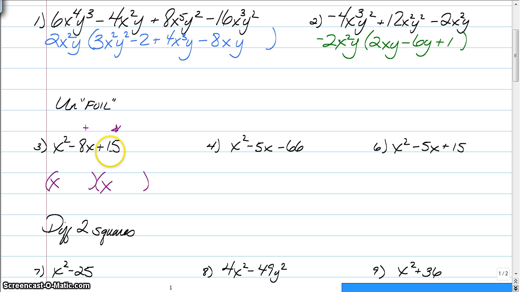So what 2 numbers are going to multiply to a positive 15, but add up to a negative 8? Well, in order to multiply to a positive, the signs have to be the same, so it is going to be negative negative. And 5 plus 3 is going to add up to 8. So we have a negative 5 plus a negative 3, which is a negative 8. Negative 5 times a negative 3 is a positive 15. You're done. You just factored.